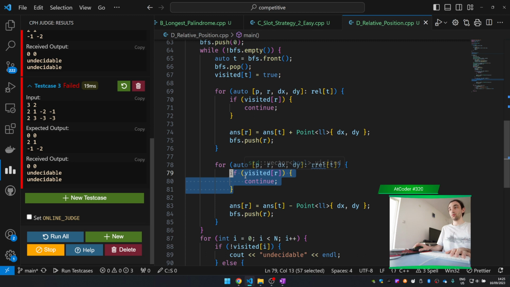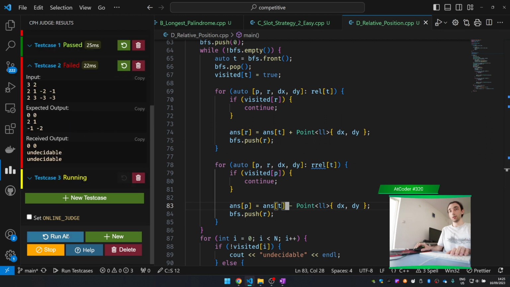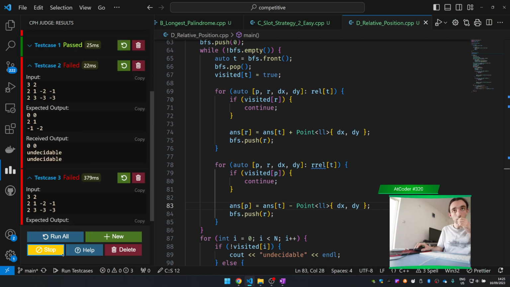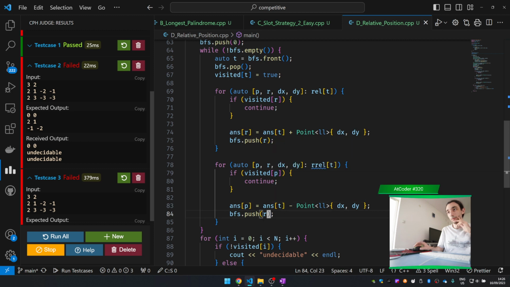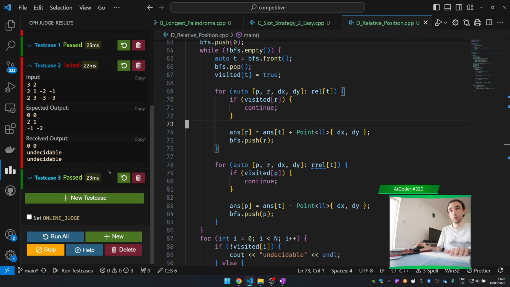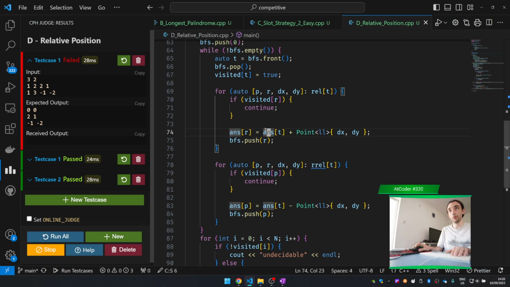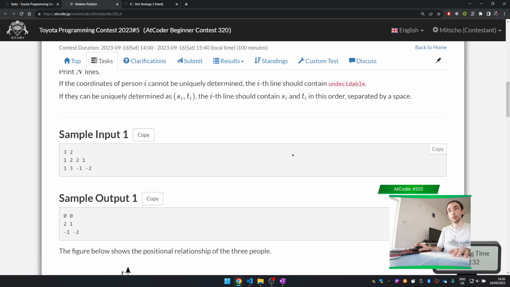If it's visited, or if P is visited here, that's the case, and then P is equal to T times this, I think. Wait, what? The reverse, this should be swapped. This should be R. Okay, so this passes. I think all of them pass.